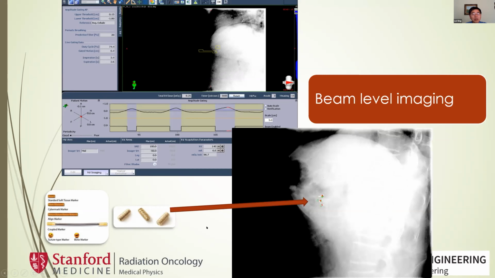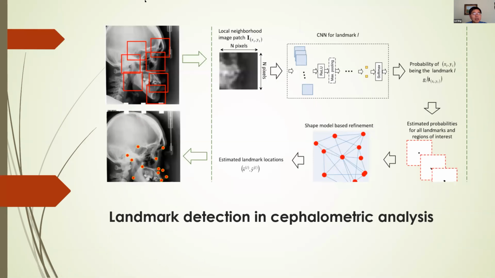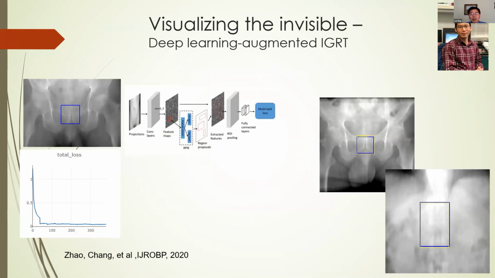So with deep learning, the question here is, can you actually use deep learning to identify some inherent tissue marker, right? So that you don't have to implant those gold markers. And this is actually being done. You can see that this is a pancreatic tumor that, without fiducials, we can actually track the motion during the treatment. This is a prostate patient.